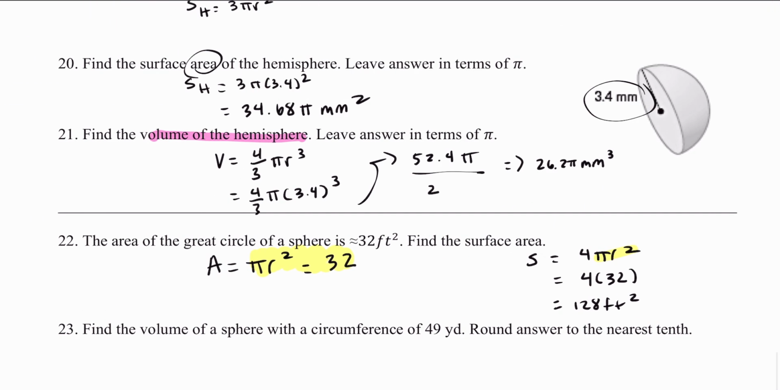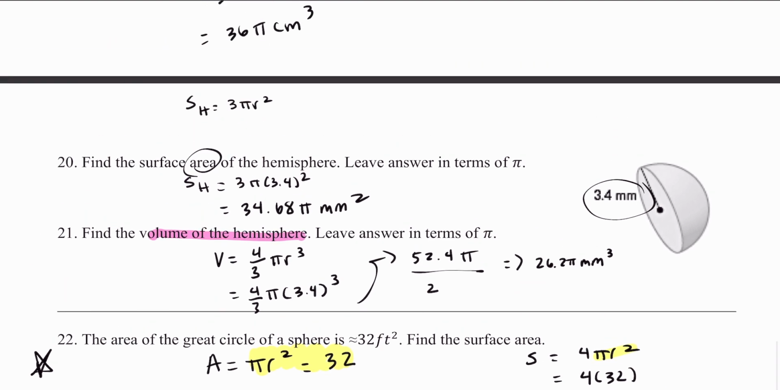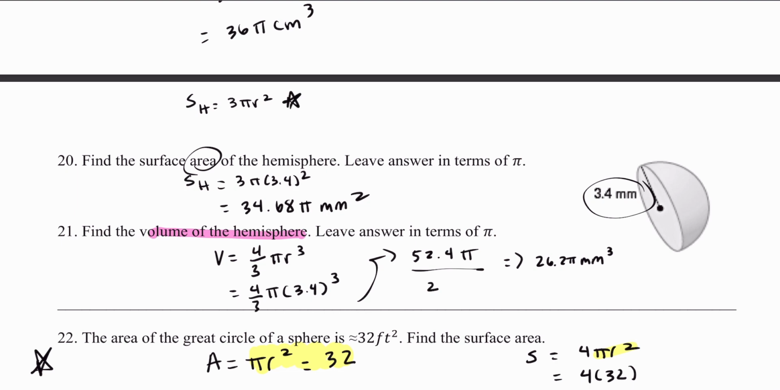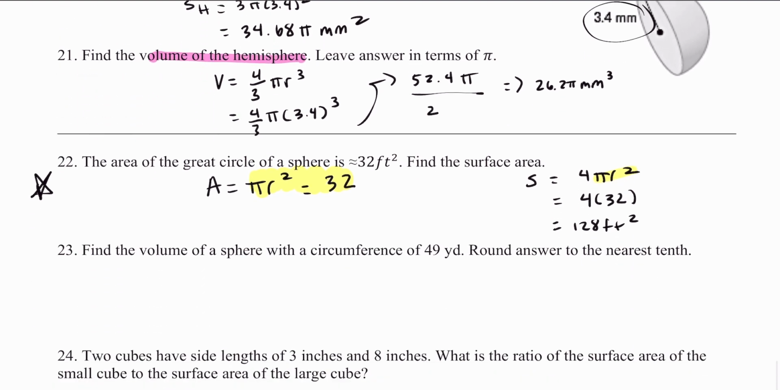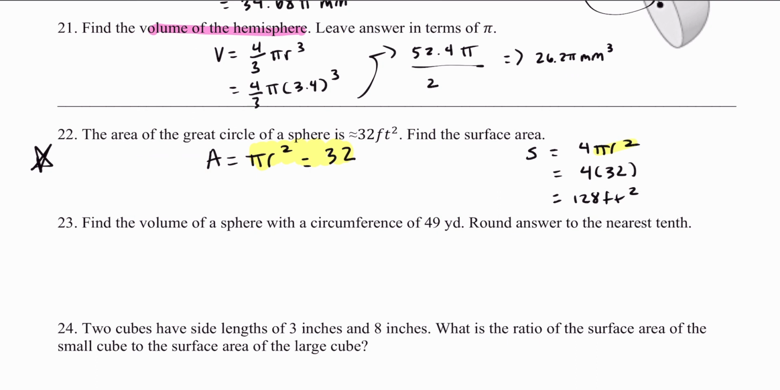Okay? Definitely remember how to do that. That's just a quick way to get your answer, just by replacing pi r squared with that number there. And also, please make sure that you remember the surface area of a hemisphere formula. Keep that in mind. Now, 23, where are we?